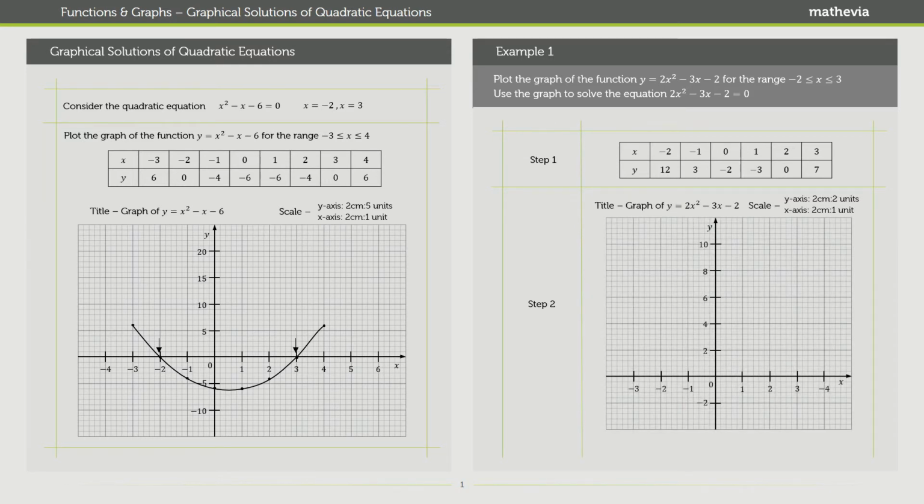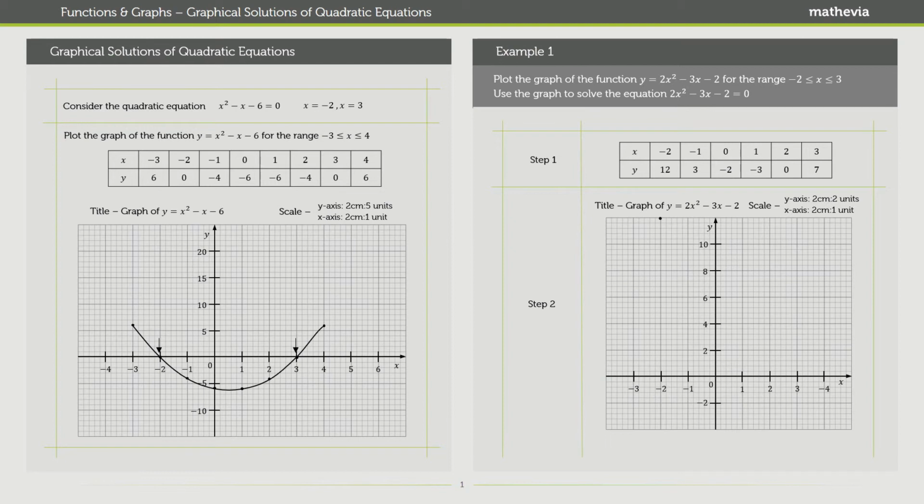Okay, and we have a graph. The graph of y equals 2x squared minus 3x minus 2. The scale on the y-axis is 2 centimeters to 2 units. Okay, we're counting in twos. And then the scale on the x-axis is 2 centimeters to 1 unit. Now, let's start plotting our graph.